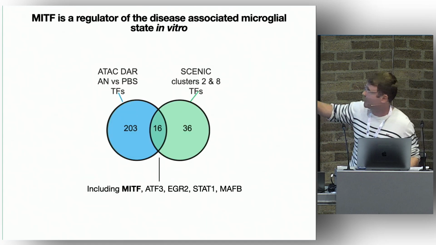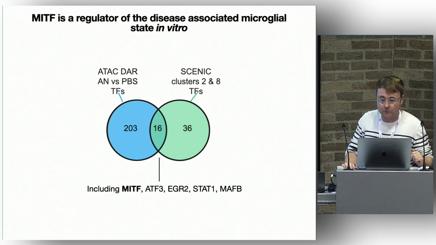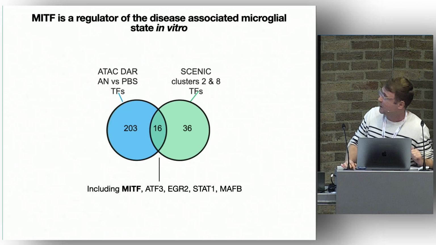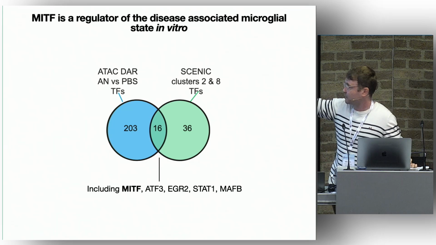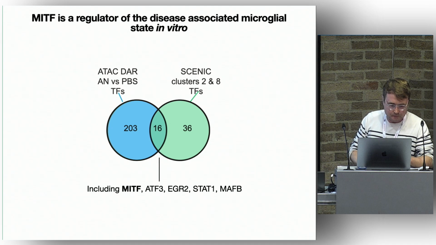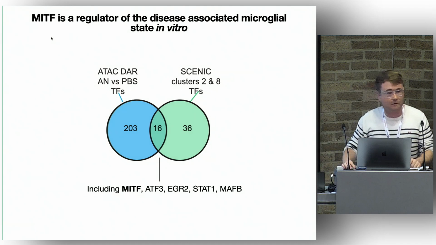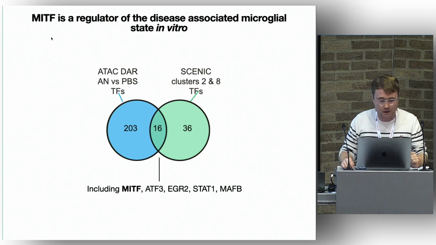By intersecting the results of these two orthogonal analyses, we identified 13 transcription factors that we think are master regulators of the disease-associated microglia state. This list includes MITF, ATF3, EGR2, and STAT1, some of which we've heard about earlier. We were particularly interested in MITF because no studies had really examined this transcription factor in microglia functionally.